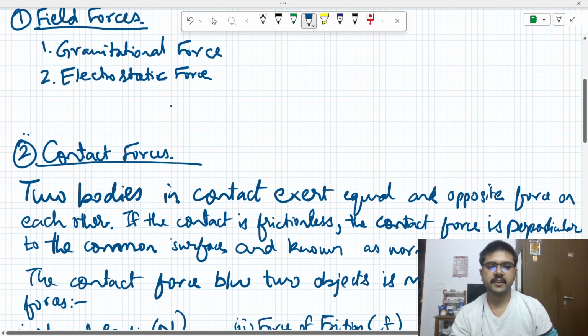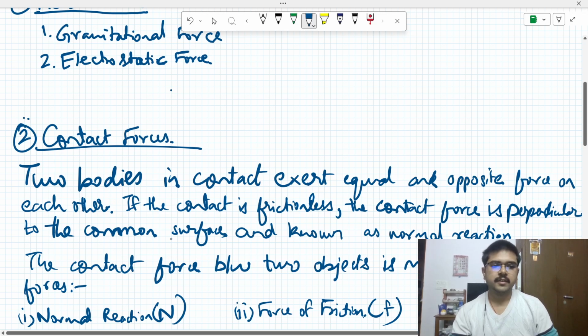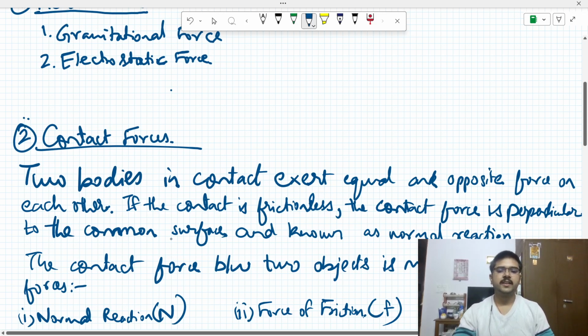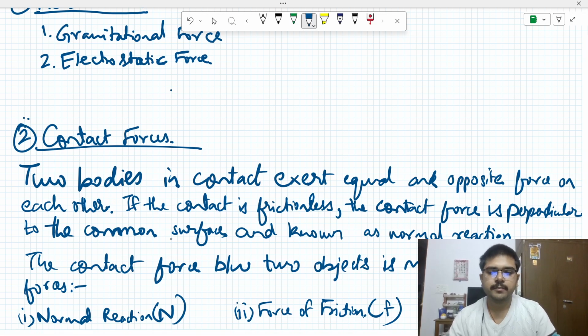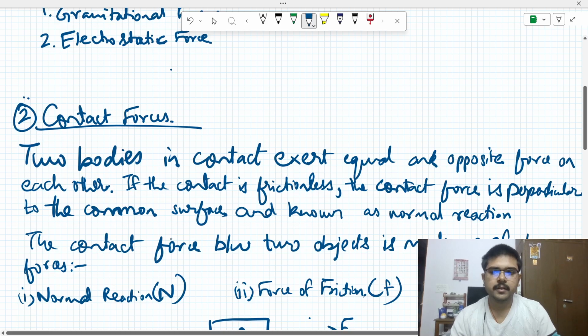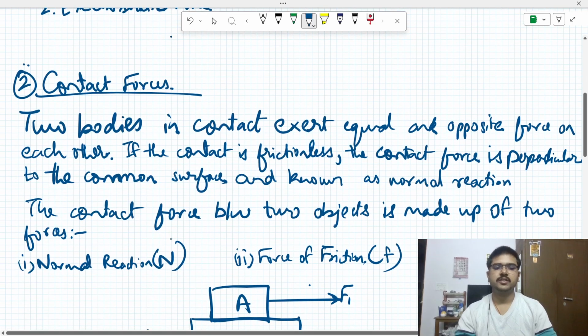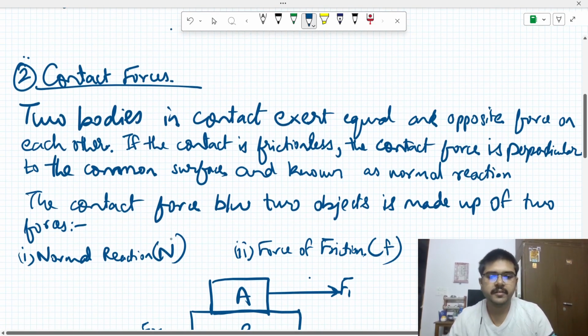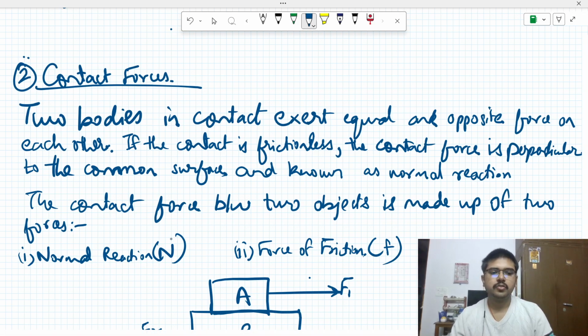Then we have contact forces. It is two bodies in contact exert equal and opposite force on each other. If the contact is frictionless, the contact force is perpendicular to the common surface and is known as normal reaction. The contact force between two objects is made up of two forces, normal reaction and force of friction.